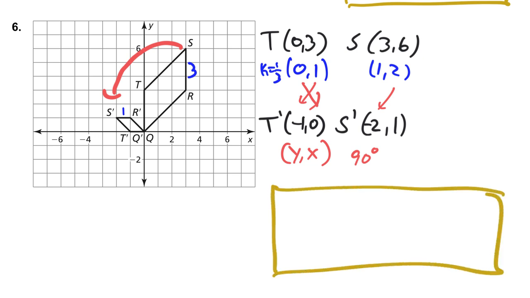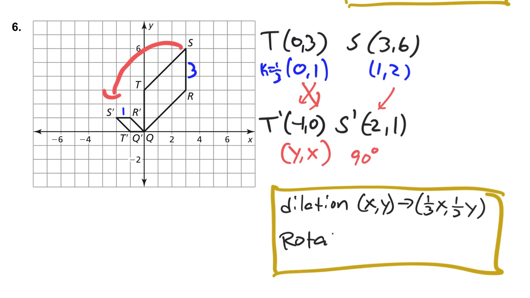We started with a dilation of 1/3. So I'd write that as dilation. Then I'd write X comma Y turns into 1/3 X comma 1/3 Y. And then I had a rotation 90 degrees.